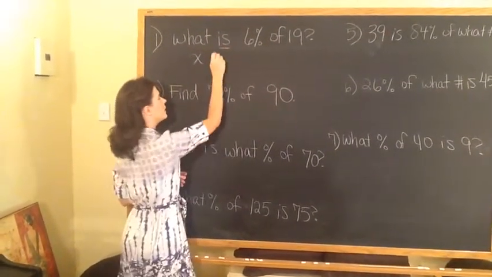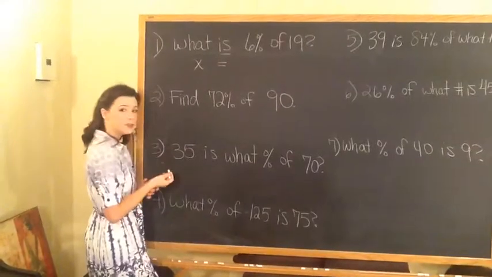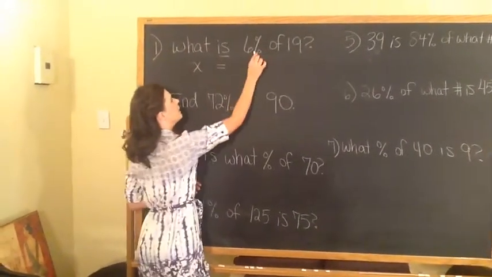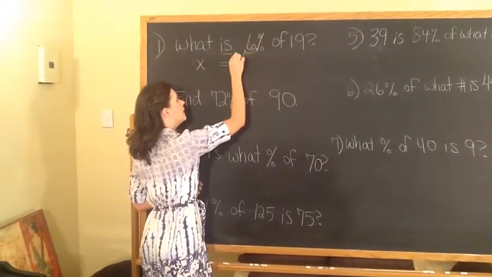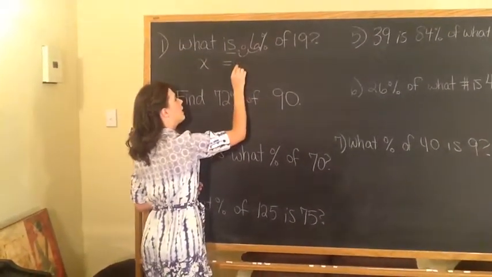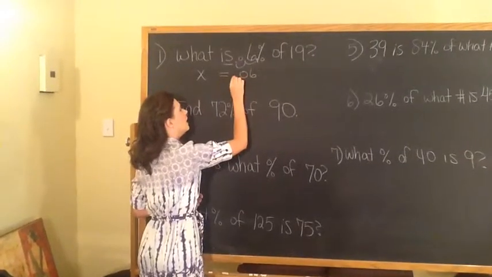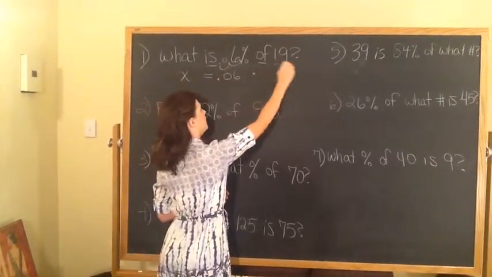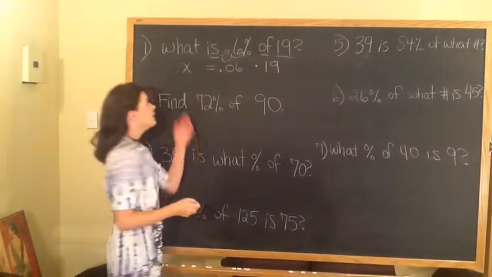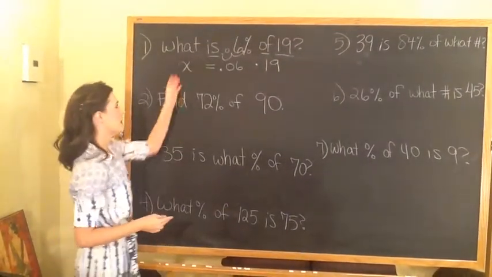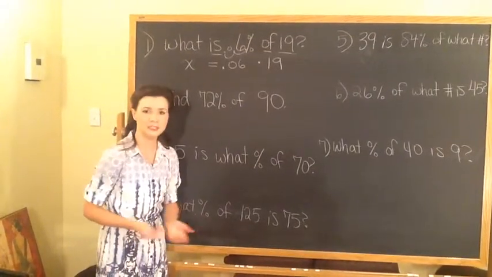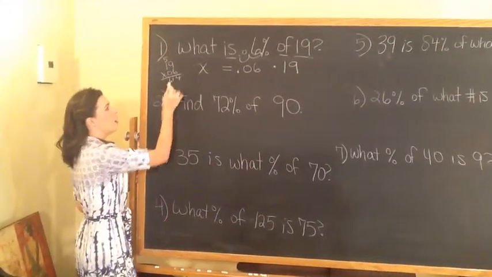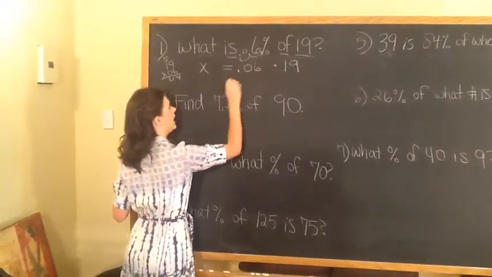Then is is our equals, so we have x equals 6%, which we have to change to a decimal before we deal with it. For 6%, we move our decimal 2 places to the left, so now we have 0.06. Of means multiply, so we put a multiplication sign, and then we have 19. So now what is 6% of 19 looks like x equals 0.06 times 19. Let's multiply it out. You're going to get 1.14. So x is equal to 1.14.